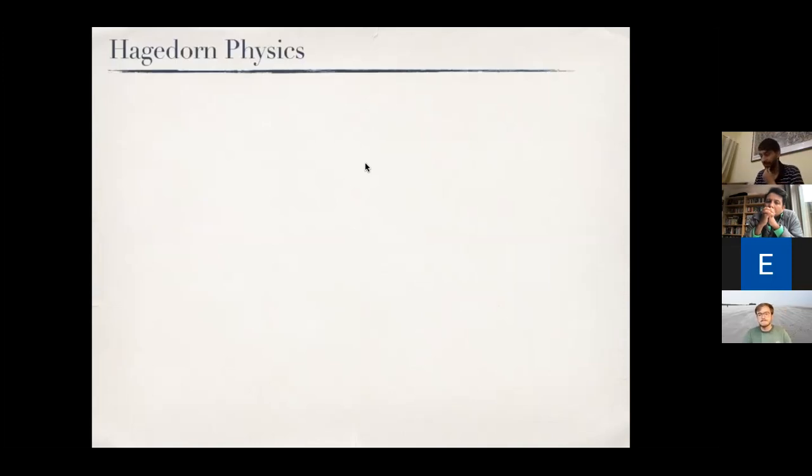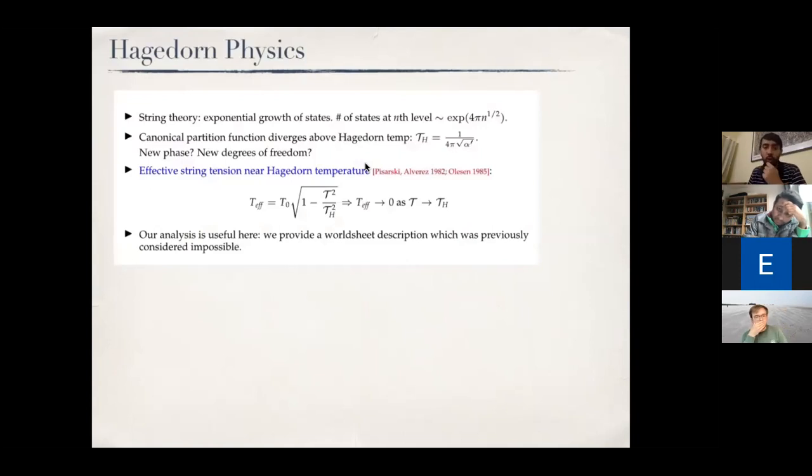Okay, so Hagedorn physics. String theory has this exponential growth of states. The number of states at the nth level grows as exponential root n. So the canonical partition function of the string actually diverges at this T_H, which is given by 1 over root alpha prime. It has long been thought that there was a new phase and new degrees of freedom here. The interesting thing is that if you look at the effective string tension near this T_H, it actually goes to 0.